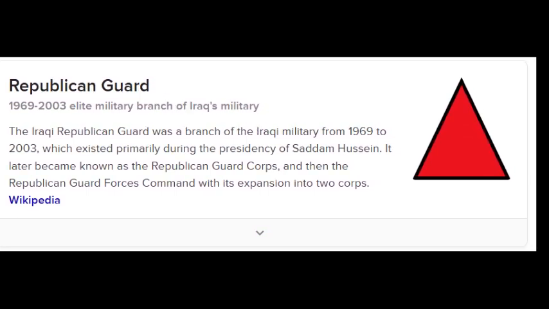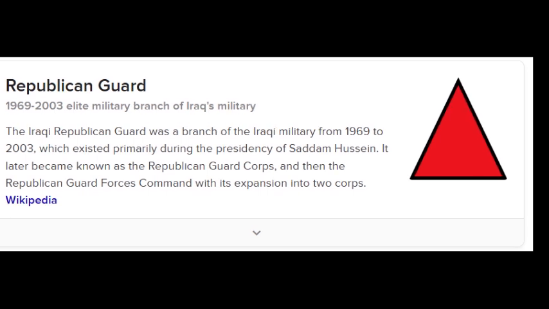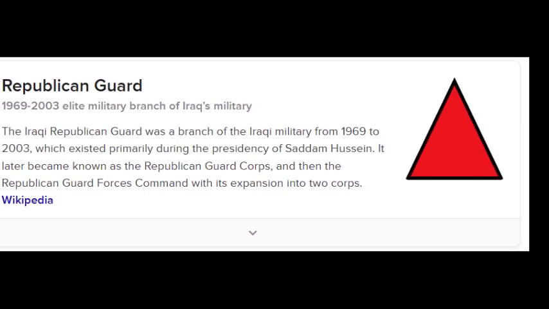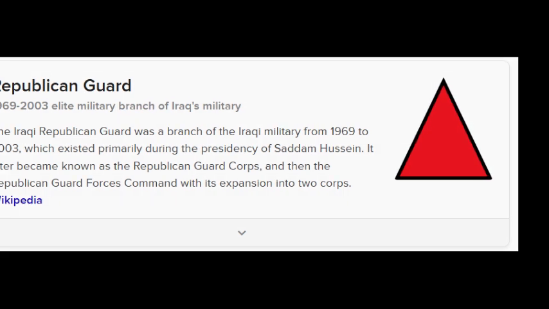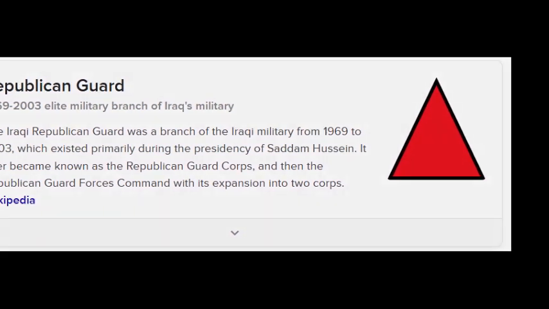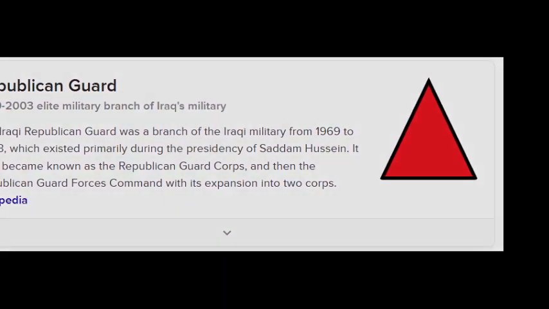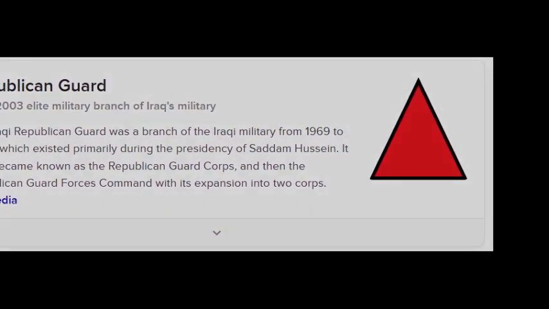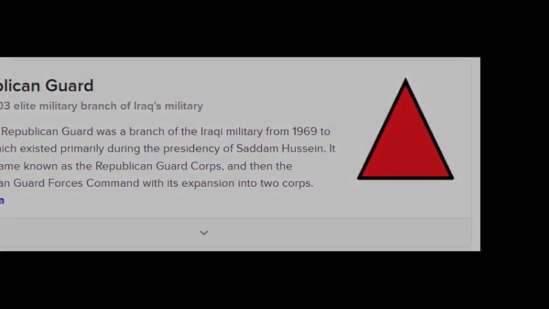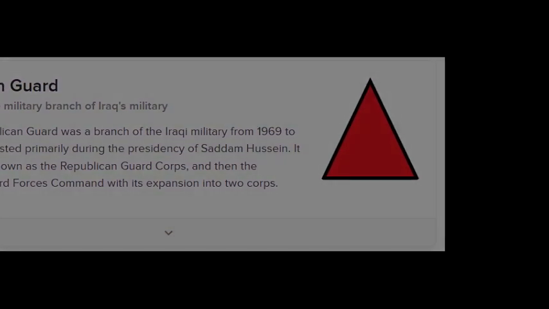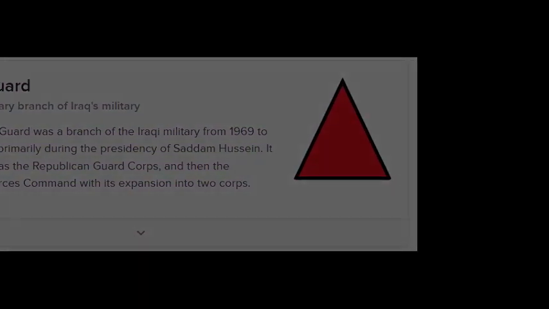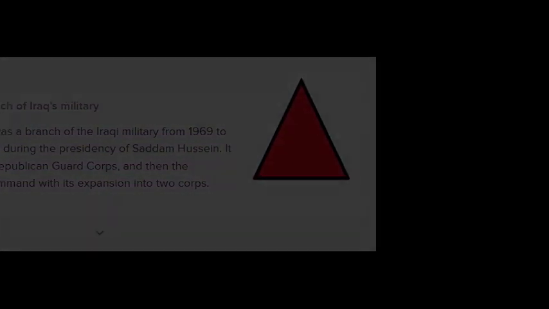What on earth could that? That means absolutely nothing, because allegedly Saddam Hussein was not, if they're just saying that it was a period of time, that most of the time it was under the presidency of Saddam Hussein. Well, that's a temporal thing. That's something that has to do with time. But it's saying primarily, which could mean many different things, and here in this case means absolutely nothing.